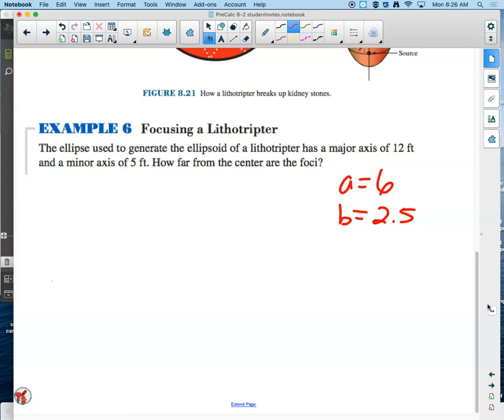How far from the center are the foci? Well, I wouldn't even need to write the equation for this ellipse. I just need to find out C. That's what I need. So I remember if it's an ellipse, ellipses have pluses in their formula. So if something is missing, we need to use a minus. It's like the Pythagorean theorem with subtraction inside it. So C squared will equal 6 squared minus 2.5 squared.